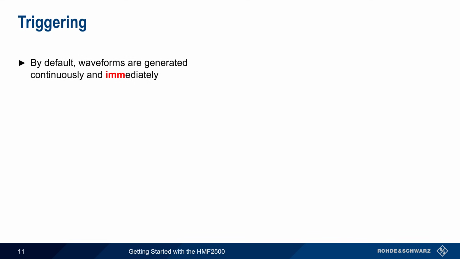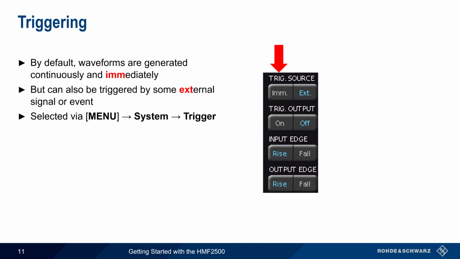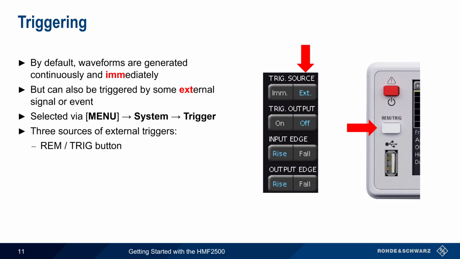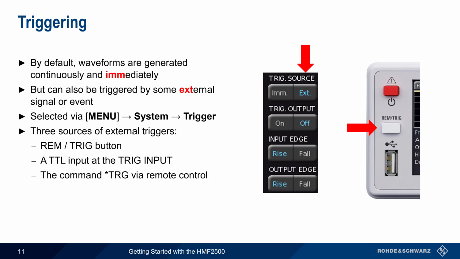By default, waveforms are generated continuously and immediately when the output hard key is pressed, but signal generation may also be triggered by some external event. The trigger source setting, immediate or external, is accessed by pressing the menu hard key and then System Trigger. The HMF supports three sources of external triggers. The first is the rem trig button on the left edge of the front panel. A TTL signal at the trig input BNC connector can be used as a trigger, and triggering can also be activated via the appropriate remote control commands.